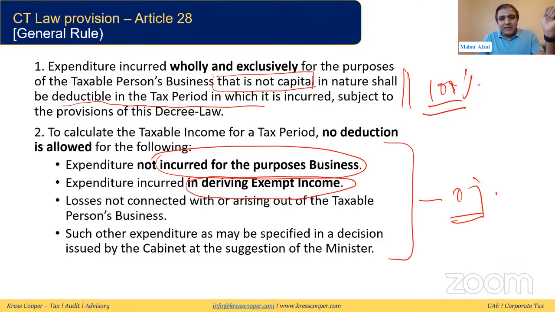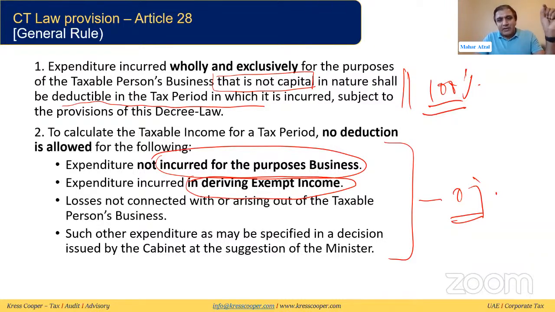Third, losses not connected with or arising out of the taxable person's business, meaning the loss of one business cannot be adjusted against another business. This is very straightforward. Fourth, such other expenditure as may be specified in a decision issued by the Cabinet at the suggestion of the Minister. This is the provision in subclause 2 of Article 28.